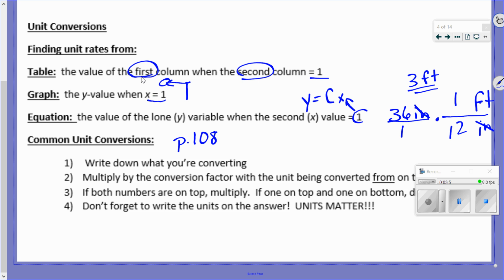I write down the one I'm converting. I multiply by the conversion factor with the unit I'm converting to on top. If I had both numbers on top, I would have multiplied, but they're not. I have one on top, one on bottom. That means I divide. When I write my answer, do not forget the units. If you only wrote 3 and left the feet off, you would only get half credit at most. Okay? You must include your units. Questions on the notes?